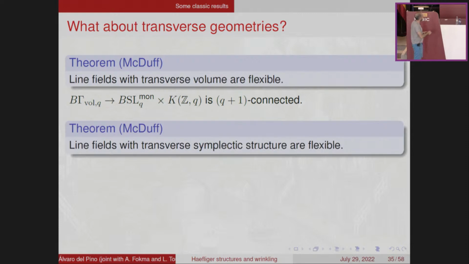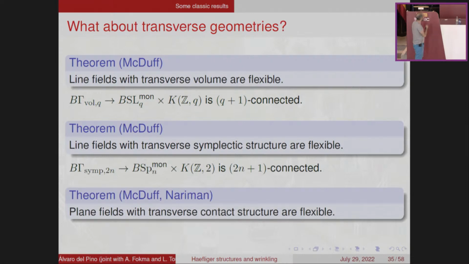Okay, she proved the same for symplectic structures. We saw that already. Line fields with a transverse symplectic geometry are easy to construct. That was kind of the point, the example we saw before. Again, there's a statement for classifying space. And she proved the same thing also for contact structures. So line fields with transverse contact structure are also flexible.